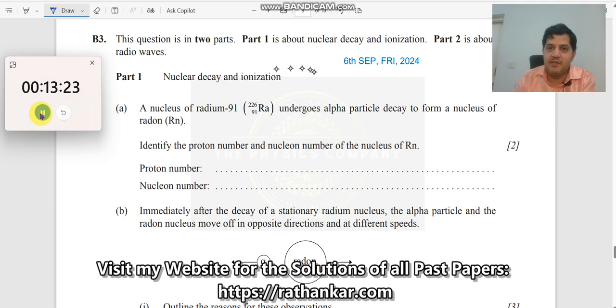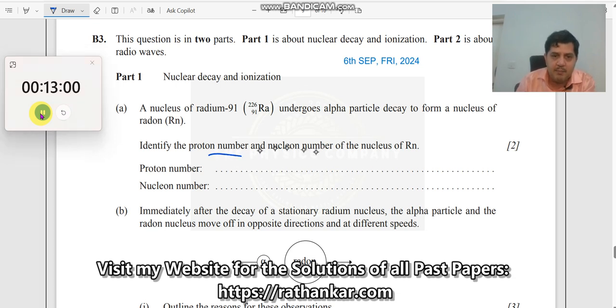So this question is divided into two parts. We are doing only one part, I think. So let me see whether I am doing both the parts. Part 1 only I am doing here. Part 2 will be much higher, so we are not doing it. Okay, so part 1: a nucleus of radium 91 undergoes alpha particle decay to form a nucleus of radon. Identify the proton number and nucleon number of the nucleus of radon. Okay, so what is he asking? Identify the proton number and nucleon number of radon.